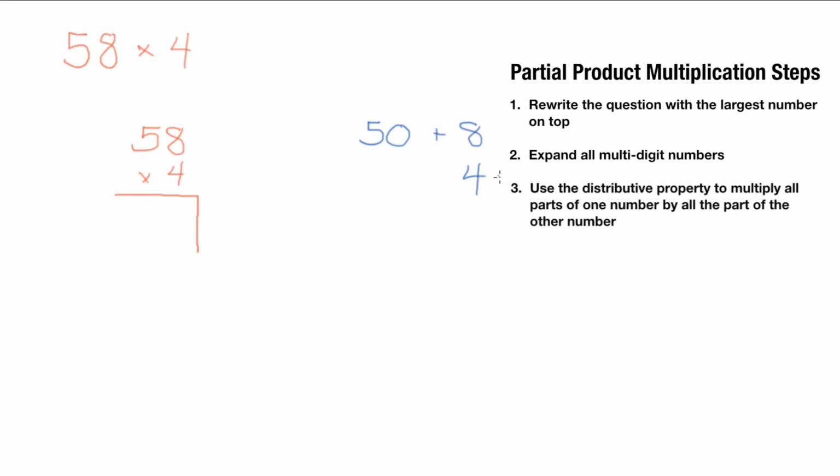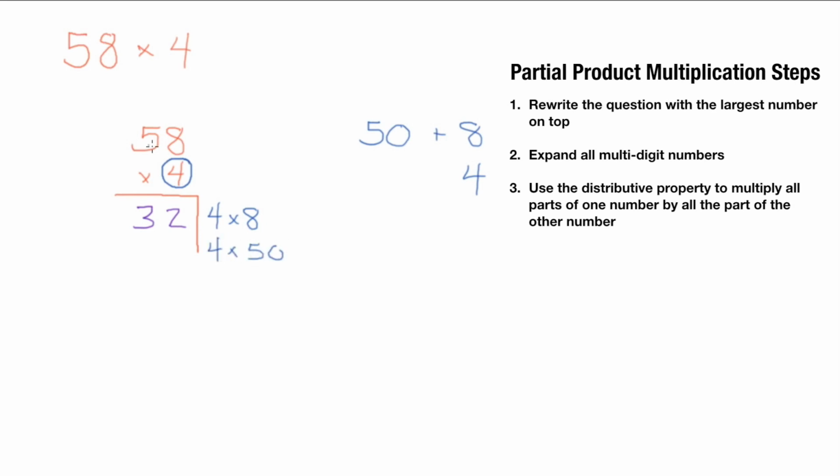The third step is to use the distributive property to multiply all the parts of 58 by 4. I'm going to circle the number in the bottom right corner because that is always our starting point. Using the distributive property and starting with 4, I'm going to multiply 4 by 8 to get 32. Notice I'm writing the answer under here, and my ones and my tens place value continue to line up.